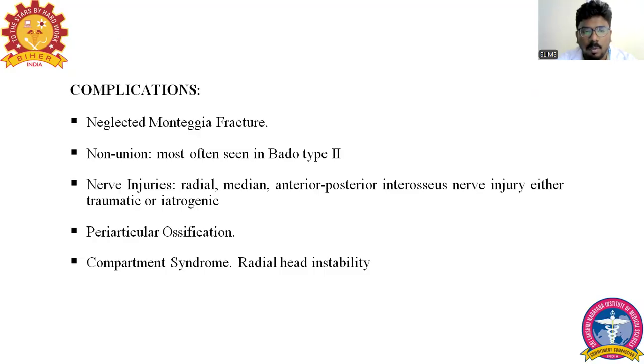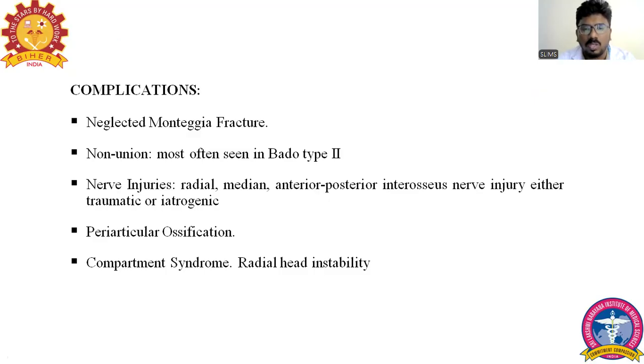Nonunion is also not uncommon. Periarticular ossification is also not uncommon. So these are the most common complications of the Monteggia fractures. The Monteggia variants are also very important. They're also seen around the elbow joint.